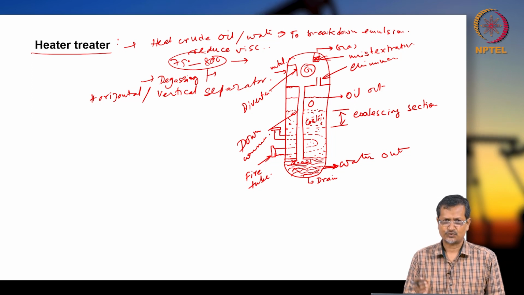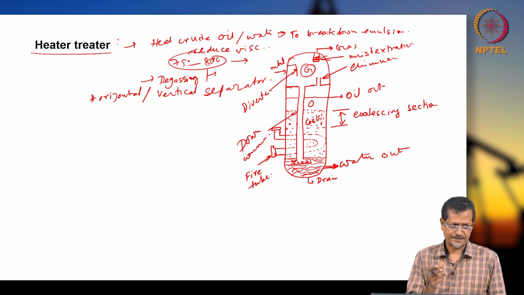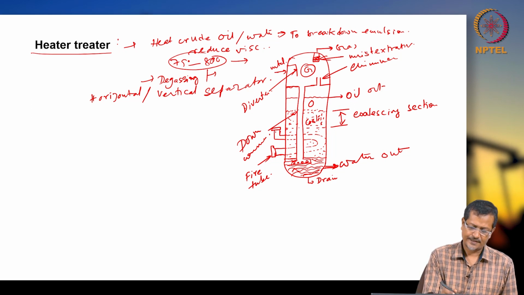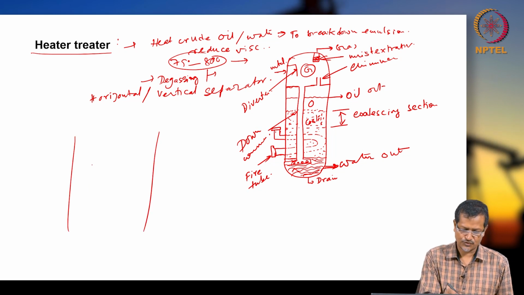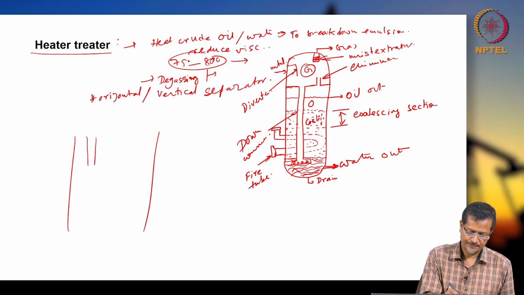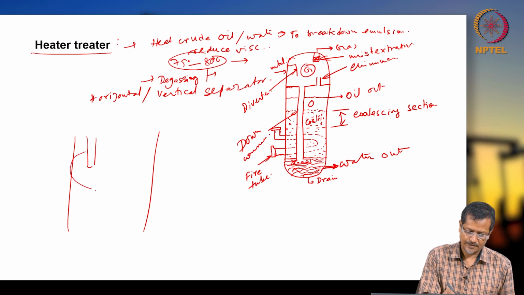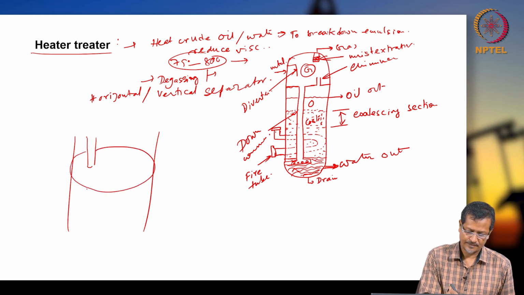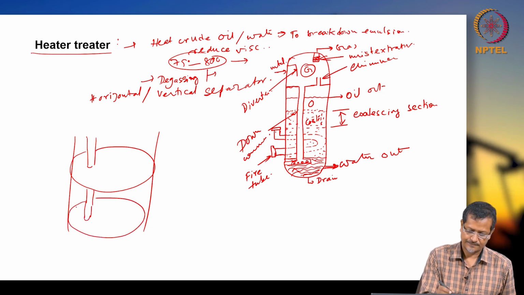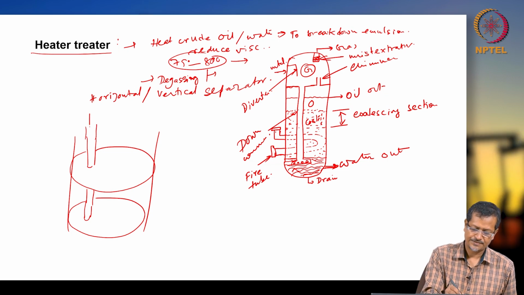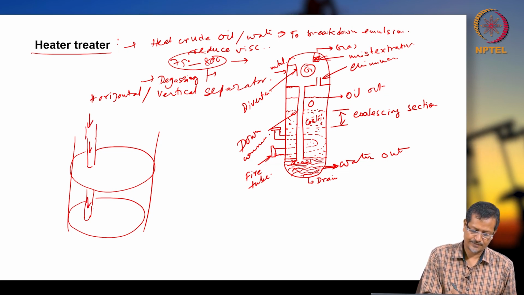Fine. Now you have one coalescing section, and the coalescing section also will have different designs. One design is like this: let's just assume this is my separator, and I have a downcomer. I will have one plate, and I will have another plate like this. This is my downcomer, fluid is coming, and maybe there will be one spreader.